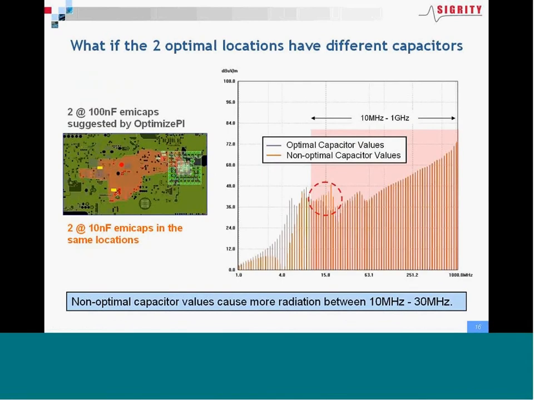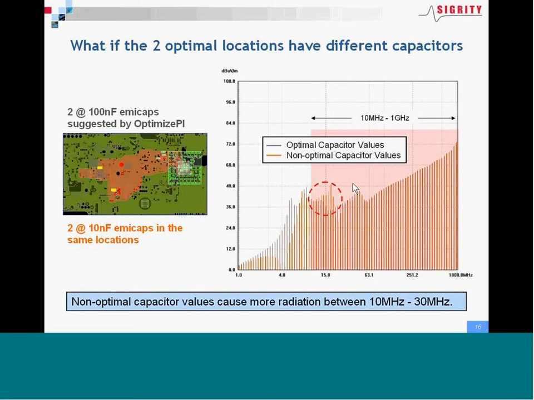And we also went a little further by changing the value of the capacitor. The tool recommends a 100 nanofarad capacitor, two of them on these two locations. But what if we use other values? What if we use a 10 nanofarad capacitor? What happens is the non-optimal capacitor value will have higher radiation at this frequency. In this case, we are seeing that between 10 and 30 megahertz there is higher emission if we are using a non-optimal capacitor value.